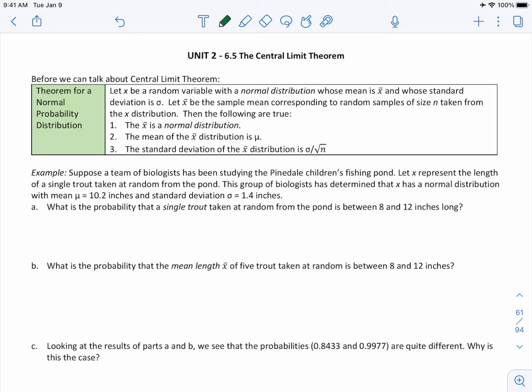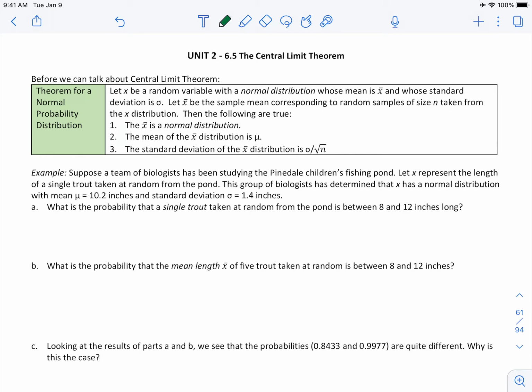So first we have to talk about the theorem for a normal probability distribution. This says, let x be a random variable with a normal distribution whose mean is mu and whose standard deviation is sigma. Let x bar be the sample mean corresponding to random samples of size n taken from the x distribution. Then the following is true.